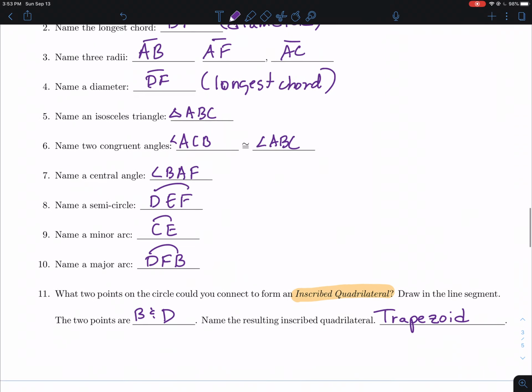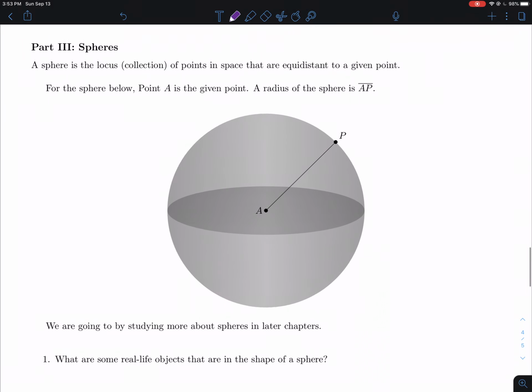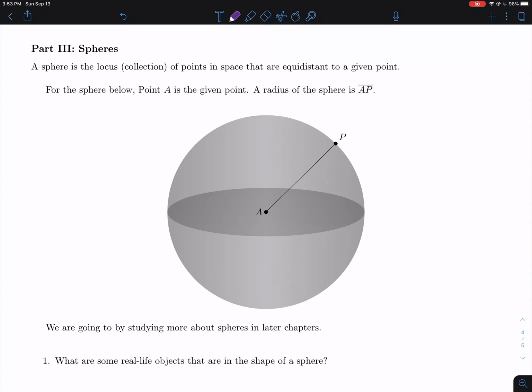Otherwise, let's talk quickly about spheres. Again, this really isn't the focus of this section. Three-dimensional stuff's coming later. But just like a circle has a center point and all the points are equidistant from that center, the same thing is true of a sphere. With a sphere, we've got a nice center point of A, and all the points that form the sphere are the same distance away.